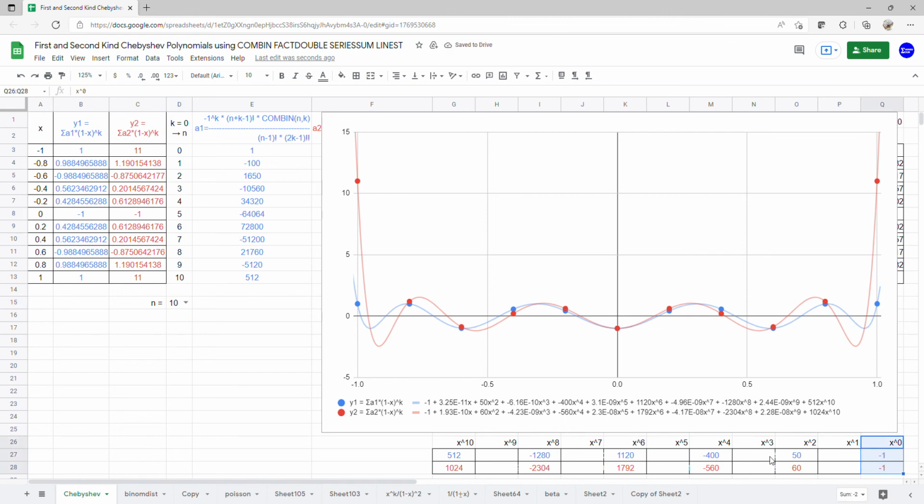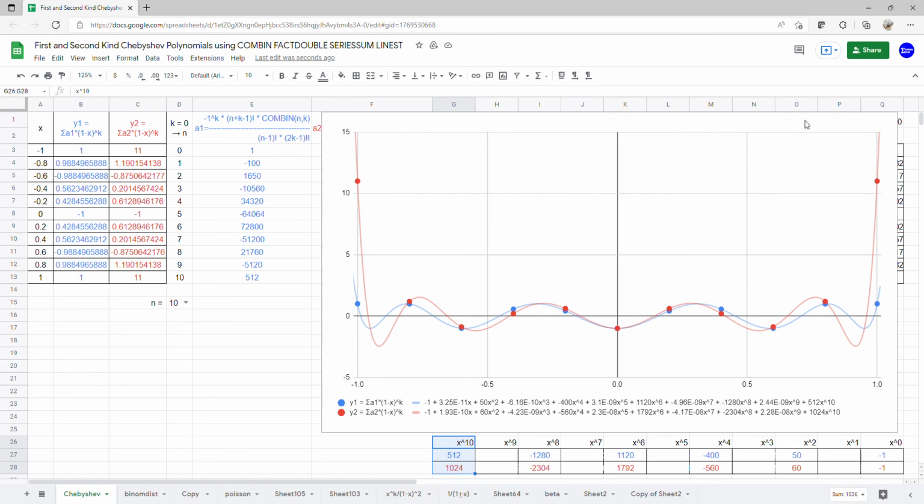At n equals 10, the 10th degree. Coefficient of x to the 0, -1. Coefficient of x squared, 50, 60. Coefficient of x to the 4th, -400, 560. Coefficient of x to the 6th, -1120, -1792. Coefficient of x to the 8th, 1120, 1792... -1280, -2304. Coefficient of x to the 10th, 512, 1024.